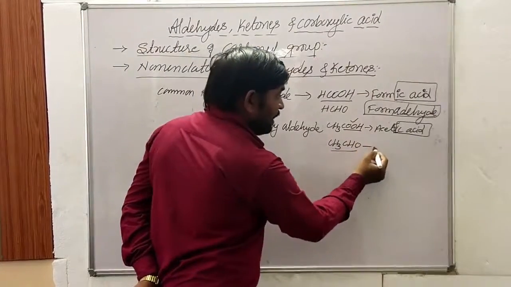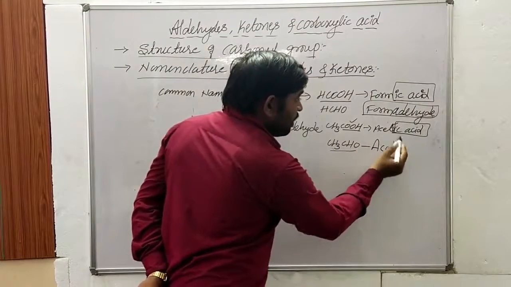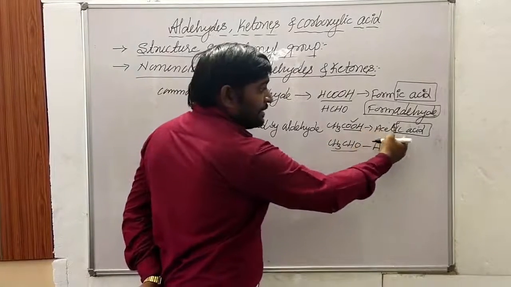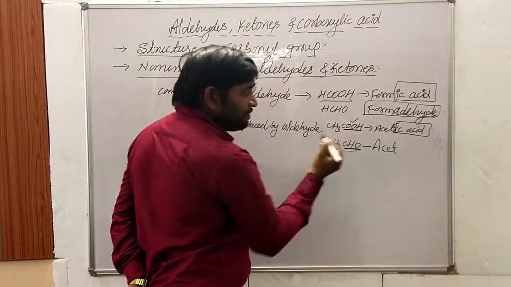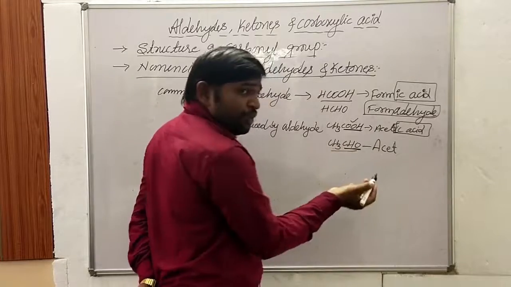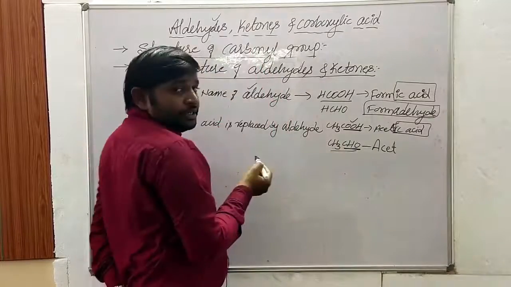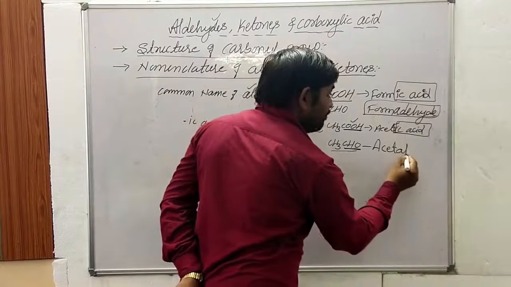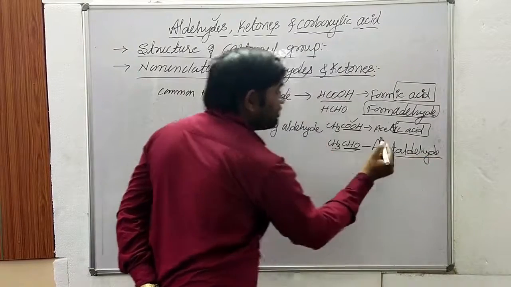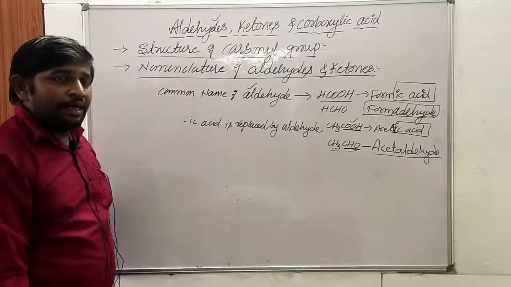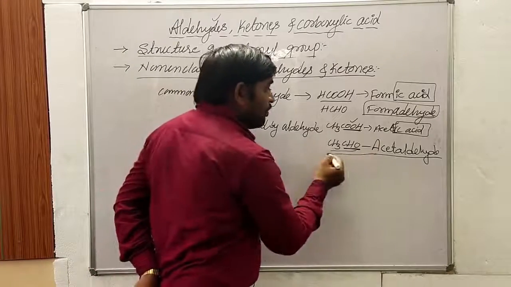Here it is the same. IC acid is replaced by what? Instead of a COOH group, there is a CHO group. That's why the CHO group is aldehyde, and we write aldehyde. What is the name of this molecule? Acetaldehyde. Acetaldehyde is the common name of this molecule.